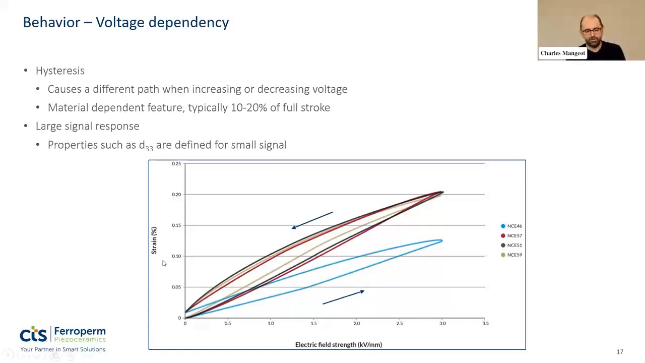So hysteresis means that here on a field versus strain, or on a voltage versus displacement diagram, the piezo will not follow the same path on the way up and on the way down. So there will be a difference here, and it's material dependent. And it means that there will be some thickness to the curve here, especially in the middle. It's thickest in the middle, and can be, depending on the material, 10 to 20% of the full stroke.